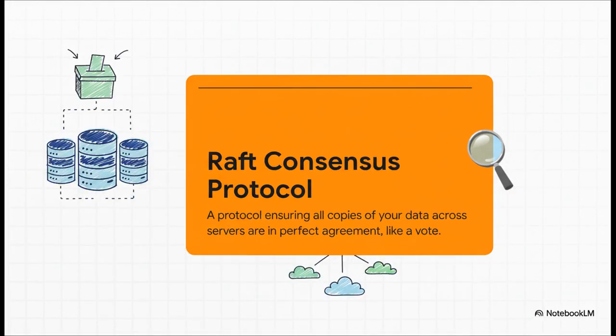Okay, so if you've got your data scattered across servers all over the world, how do you make sure they all agree on what the latest version of that data is? Well, the answer is a consensus protocol called Raft. The easiest way to think about it is like a committee vote. Before any change is made permanent, a majority of the servers have to agree on it. This guarantees that your data is never in some weird, conflicting state, even if one of the servers goes down.